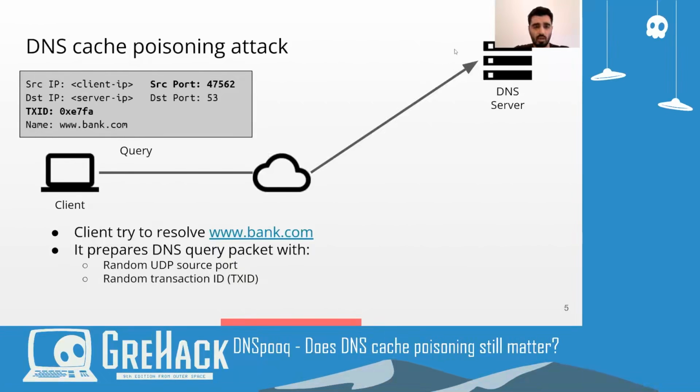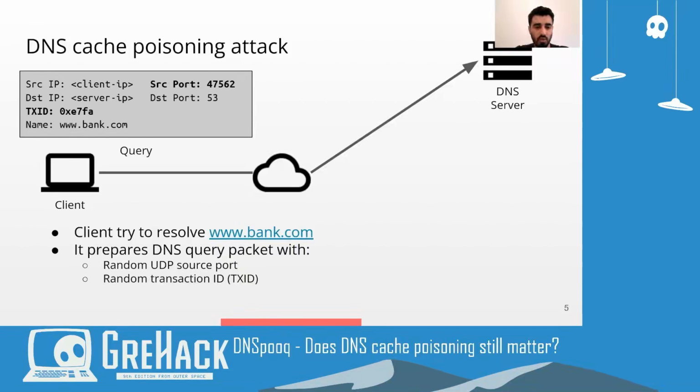So what is a DNS cache poisoning attack? In a DNS cache poisoning attack, the attacker's goal is to inject a malicious record into the resolver's cache. So if the client wants to resolve www.bank.com, instead of getting the legitimate IP address, it will get an IP address that the attacker controls.